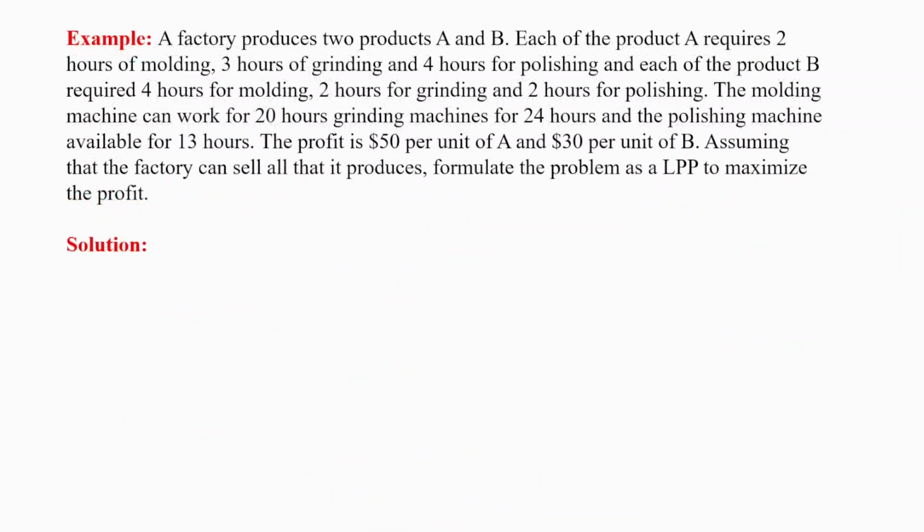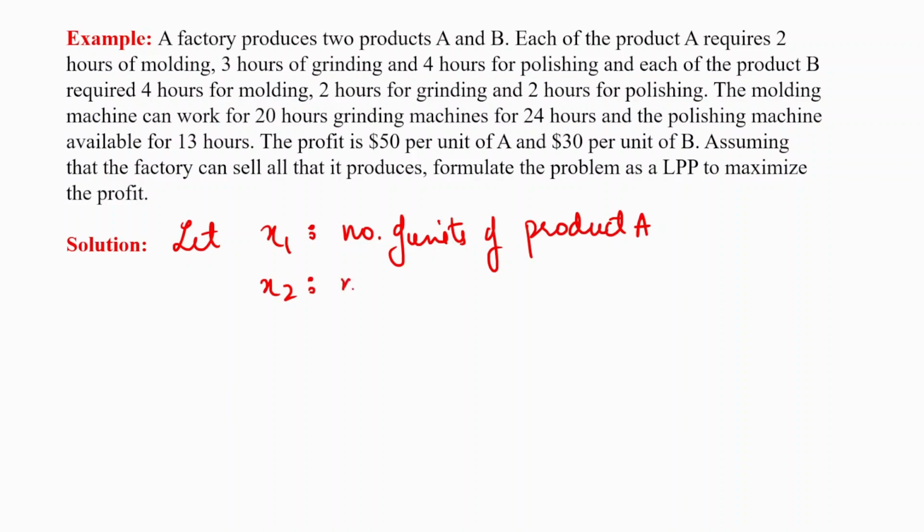Let's move to the next example. In this, a factory produces two products, A and B. Again, we are talking about two products here. So let x1 be the number of units of the product A and x2 be the number of units of the product B.